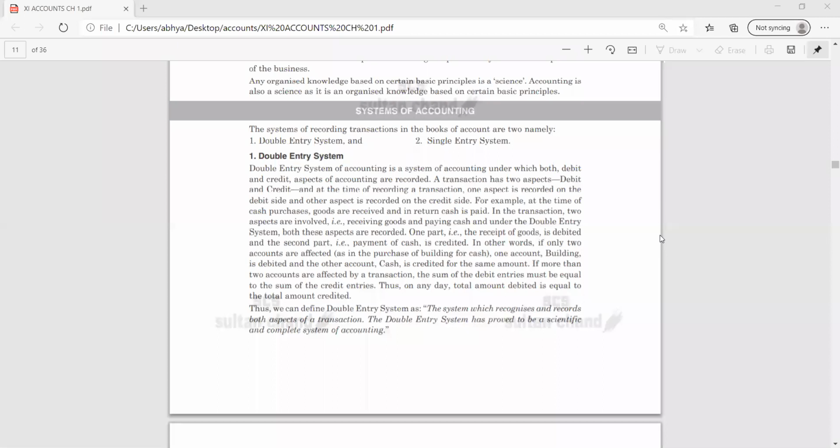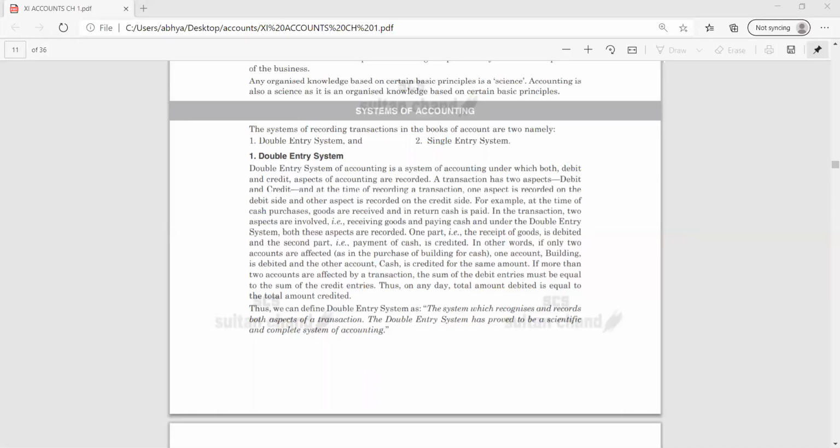So which one will be debited and which one will be credited? What is the nature of both accounts, bank and cash? Ma'am, bank and cash are assets. Very good. So one asset is increasing. Everyone is giving me answers in the chat box. Good understanding, students. So one asset is increasing and the other asset is decreasing. Which will be debited and which will be credited?